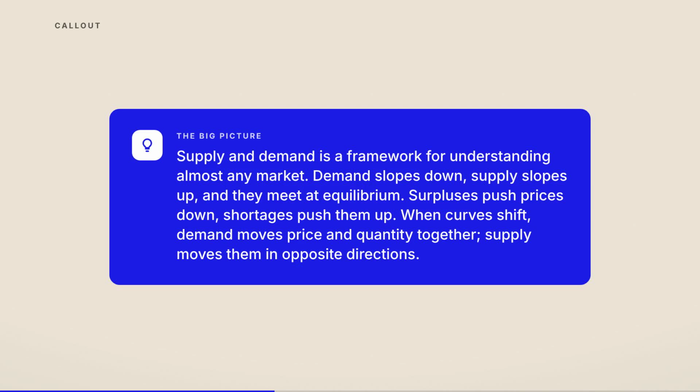Second, when the market is out of balance, prices adjust. Surpluses push prices down, shortages push prices up, and the market naturally gravitates back toward equilibrium. Third, when external events shift entire curves, you can predict the outcome using a simple framework. Identify which curve shifted, determine the direction, and trace the new equilibrium. Demand shifts move price and quantity together. Supply shifts move them in opposite directions.